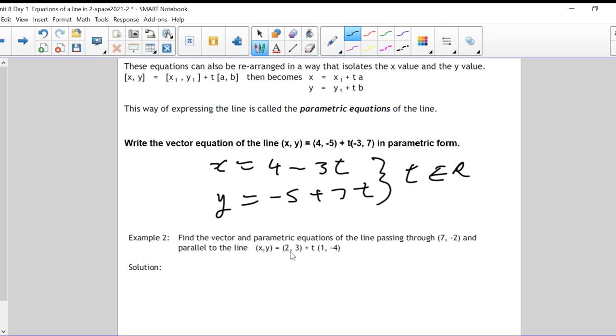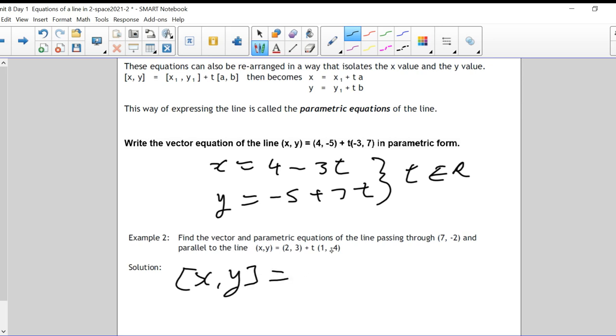So here's the vector equation. (x, y) is equal to (2, 3), which means that this is a point on the line, and this is the position vector for the line. If the two lines are parallel, what is that telling you? It's telling you that their slopes are the same, and if their slopes are the same, then their position vectors are the same. So if their position vectors are the same, I'm ready to write my equation. So what does my vector equation look like?